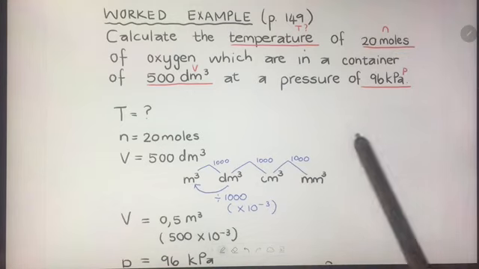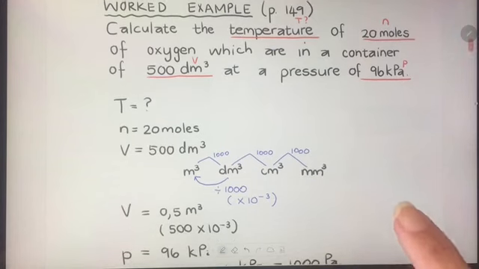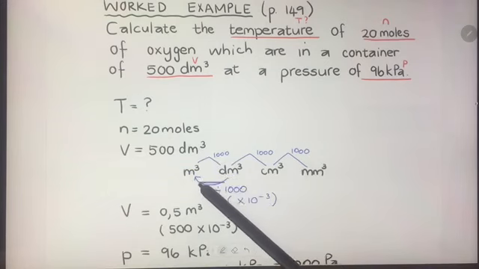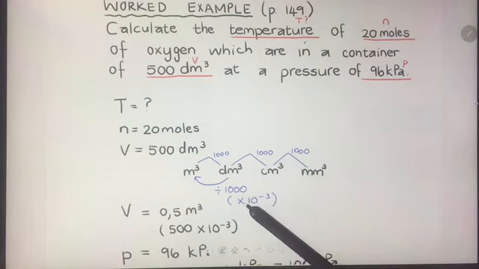V, the volume, is given as 500 decimeters cubed. But since I know I'm going to use the ideal gas equation, I know that the volume must be in meters cubed. I've done this before, but just another reminder. The factor between each one of the units is 1,000. So if I want to take the decimeters cubed and convert it to meters cubed, I must divide by 1,000, which is the same as saying times 10 to the power of negative 3.